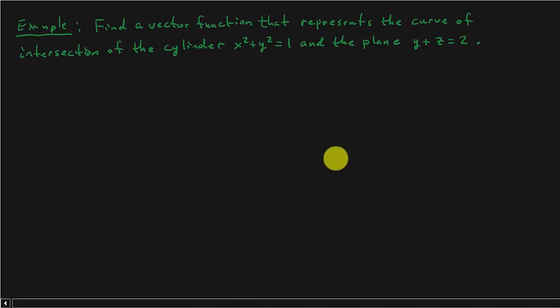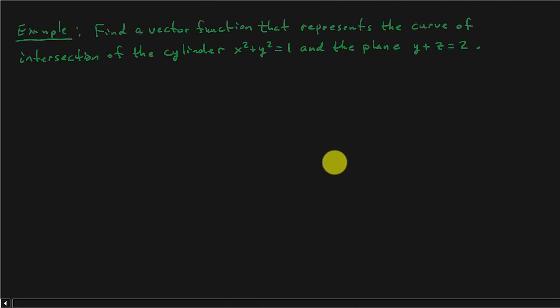All right, so this is our last problem right here. It says find a vector function that represents the curve of intersection of the cylinder x squared plus y squared equals 1 and the plane y plus z equals 2.